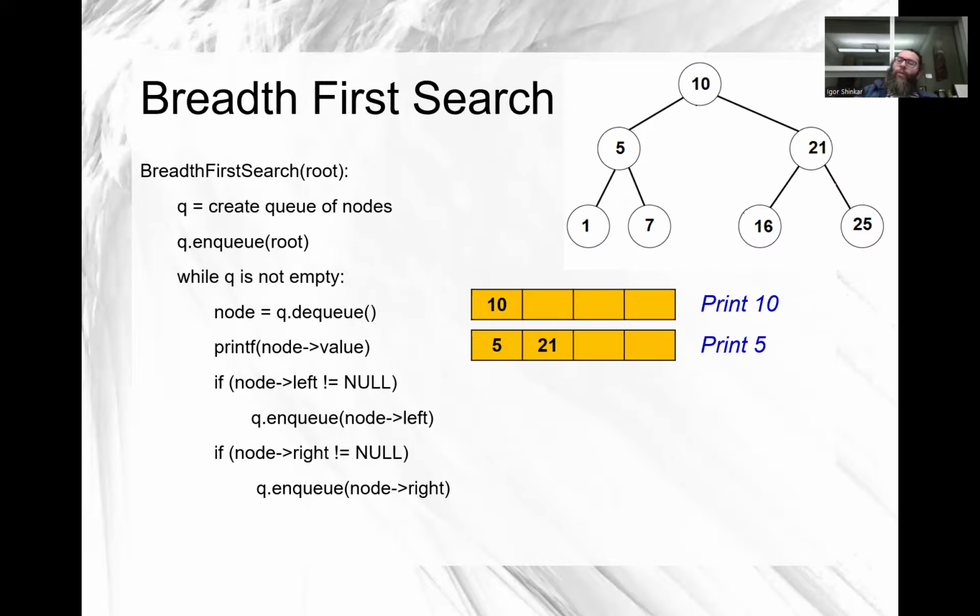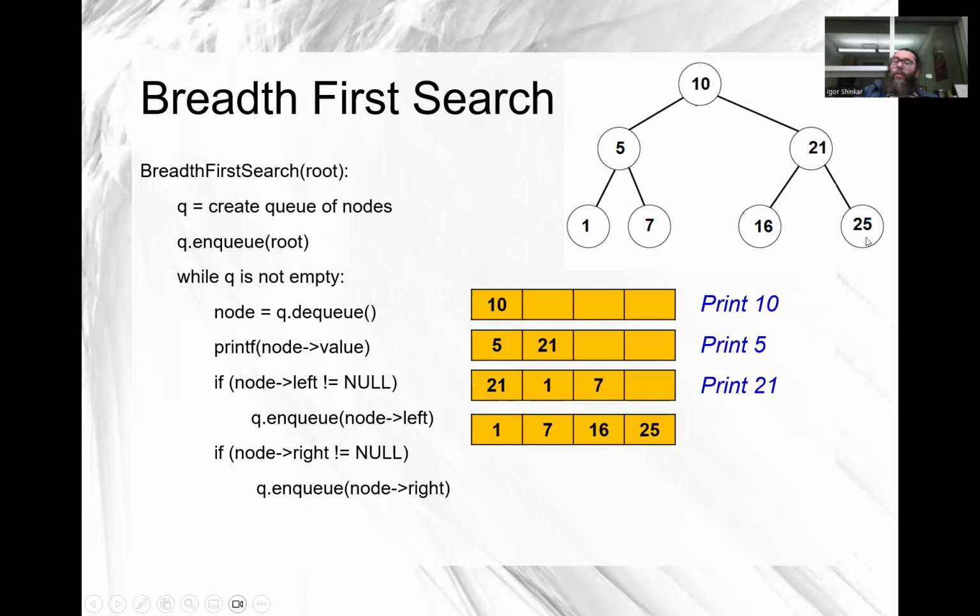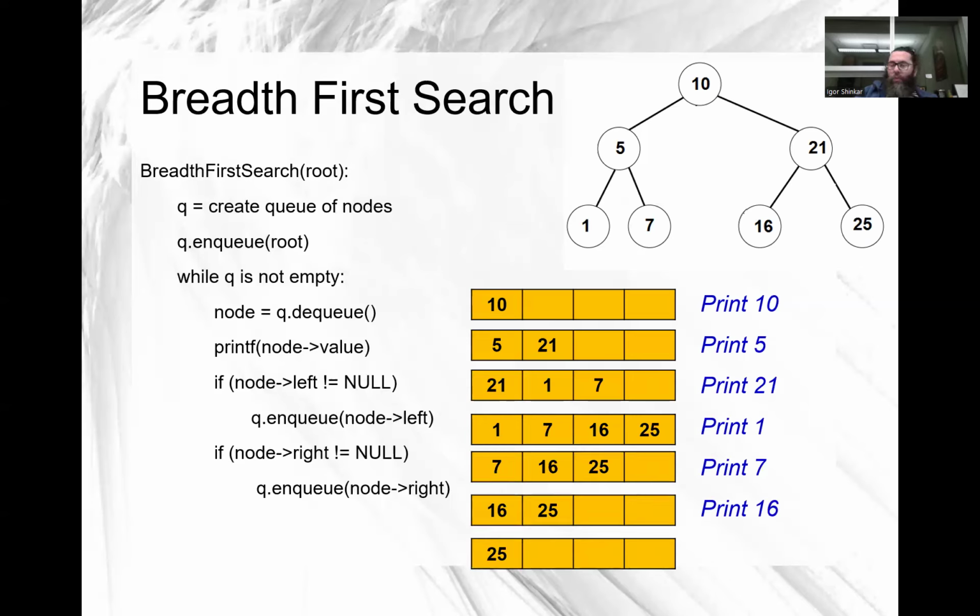Okay. Then we remove 5. And what do we add? We add the children of 5, which is 1 and 7. Then we remove 21, and what are we adding? 16, 25. Yes, the children of 21. And then, if 1 had more children, we would have added more children to the queue. But since 1 doesn't have anything, we just remove one by one all these nodes from the queue, right? So they don't have any more children. But if they had more children, they would be added to the queue, and we would add more and more of them to the queue until, well, we exhaust all the nodes.